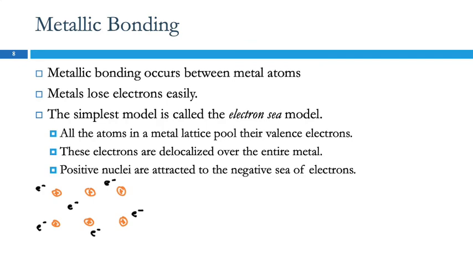So that's my best analogy for the electron sea model. Okay? So all of these electrons are basically like in a pool. It's like everybody's contributing one or two electrons to the pool, and then those electrons are shared. They don't belong to any particular atom. So those electrons are delocalized over the entire metal.